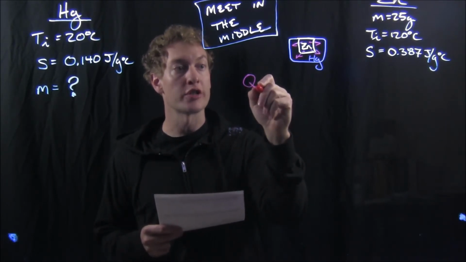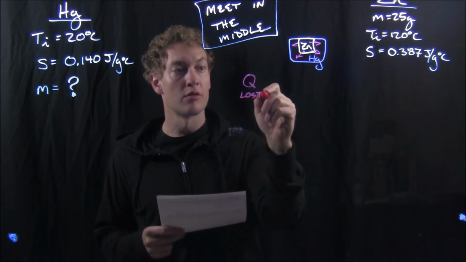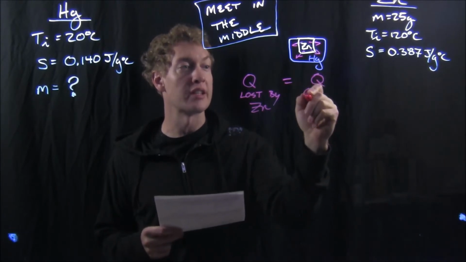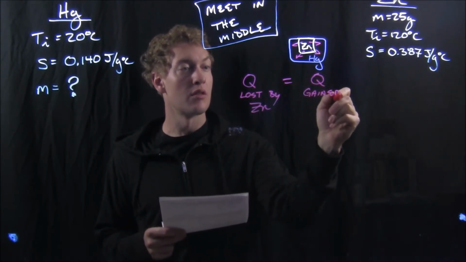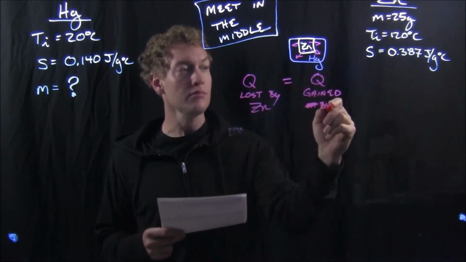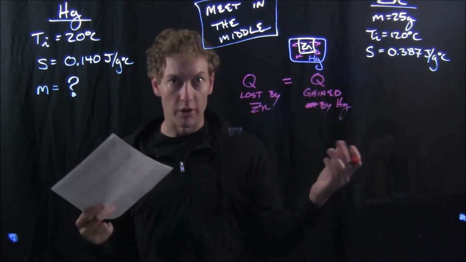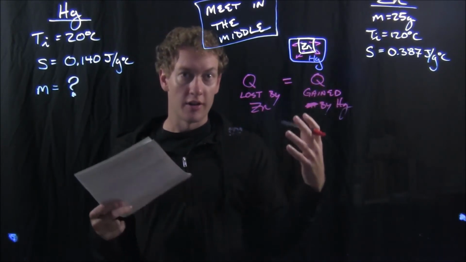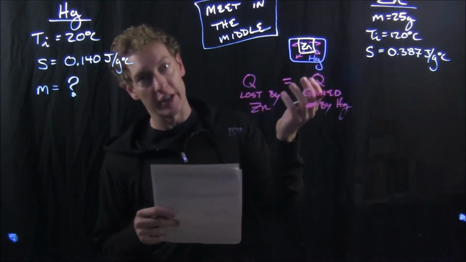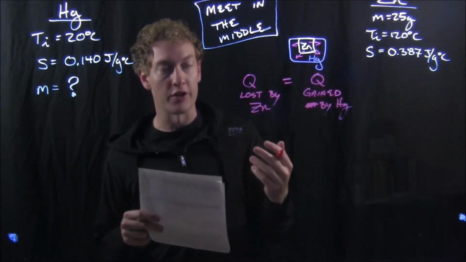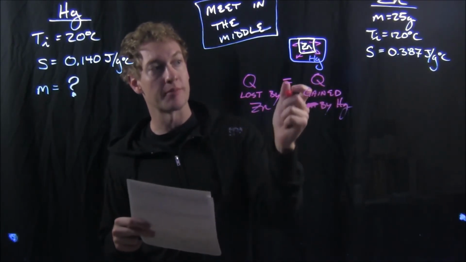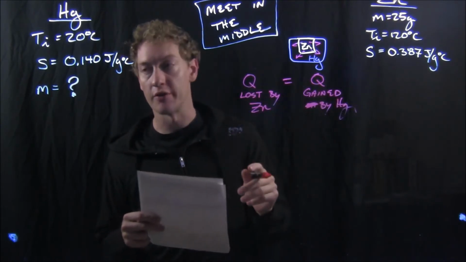that is lost by the zinc has to be equal to the Q that is gained by the mercury. Right? I mean, they're in thermal contact with one another. The zinc's going to cool down, the mercury is going to heat up, and that transfer of energy, whatever the zinc loses, that's what's going to be gained by the mercury. So, another key assumption of that.